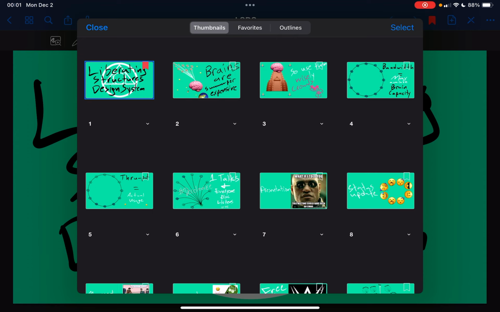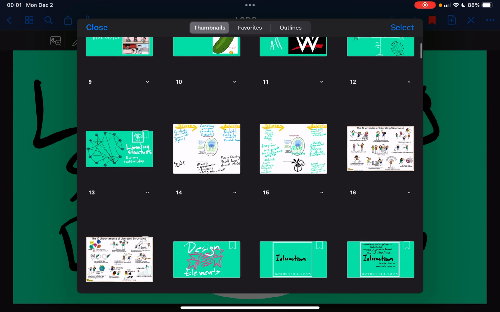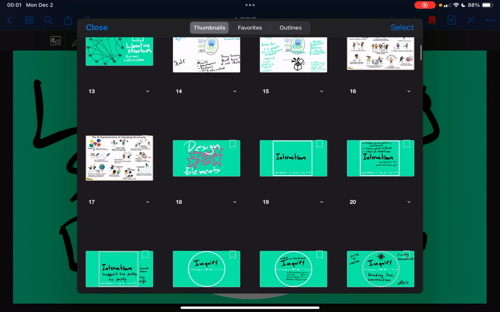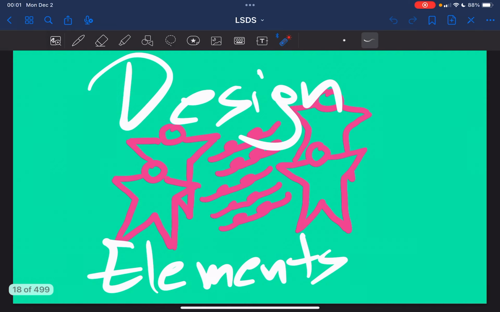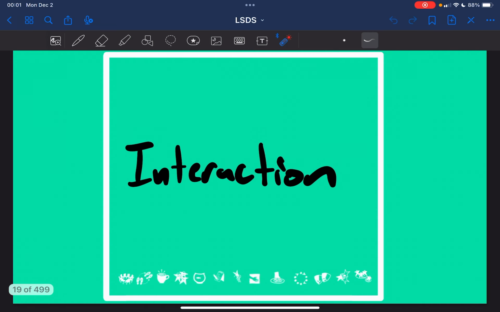So, liberating structures design system. That's a thing that I did mostly by categorizing the design elements. The design elements are the instructions for each individual liberating structure. There are 5 design elements.